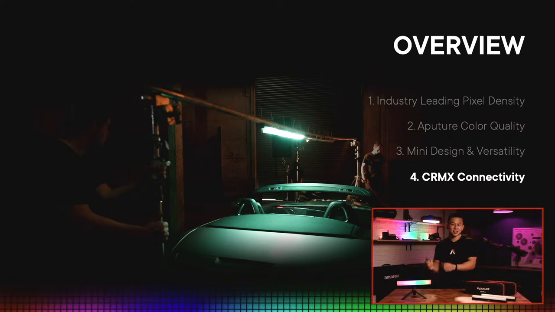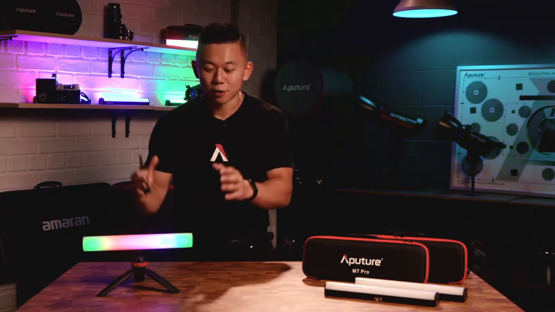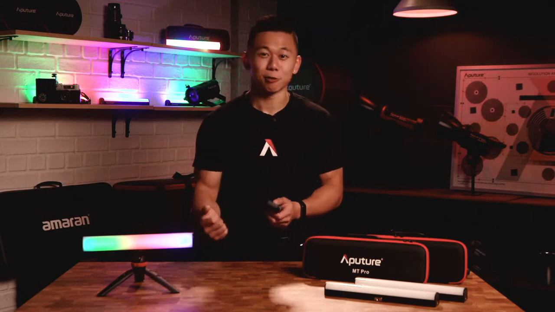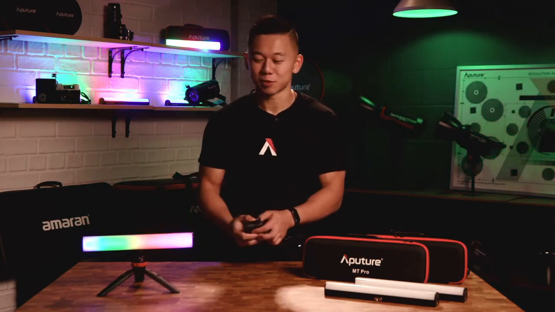That's where DMX connectivity and DMX control became super important. So for a light that we wanted to maintain a compact form factor with slim profile, we couldn't add Ethernet ports, we couldn't add XLR ports, we couldn't even add mini XLR ports. We wanted to keep everything as slim as possible. So of course, we went with Lumen Radio CRMX, the industry standard.